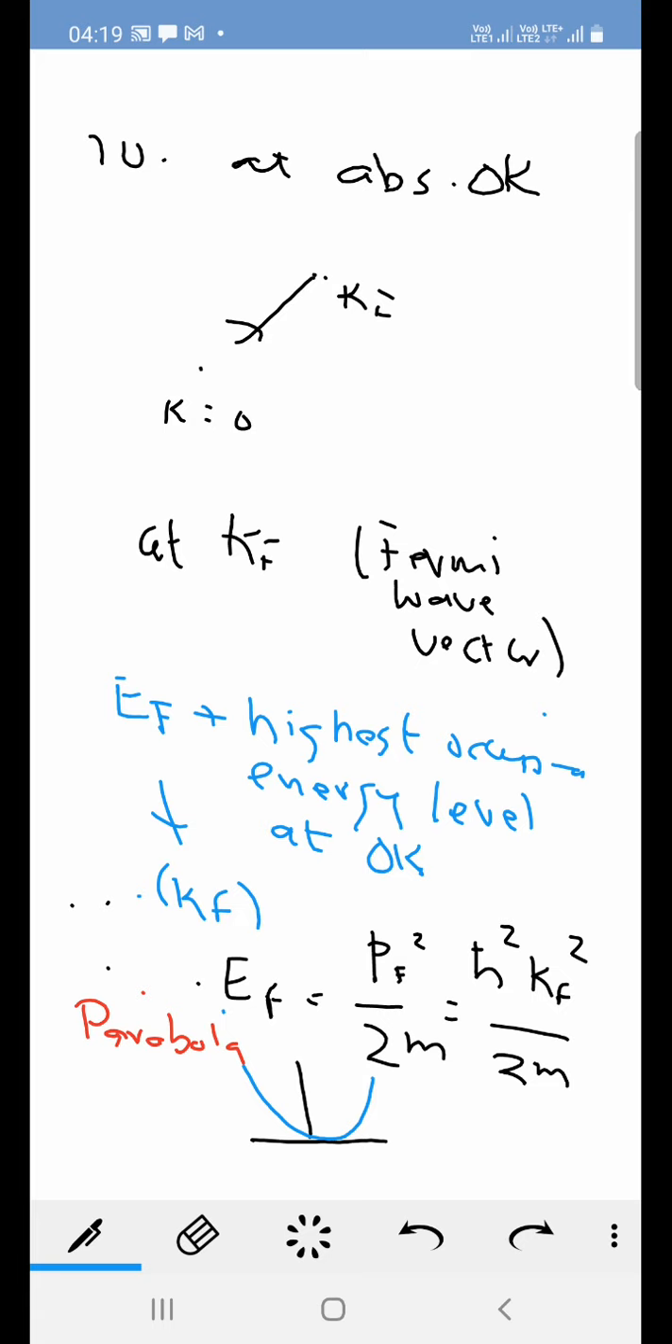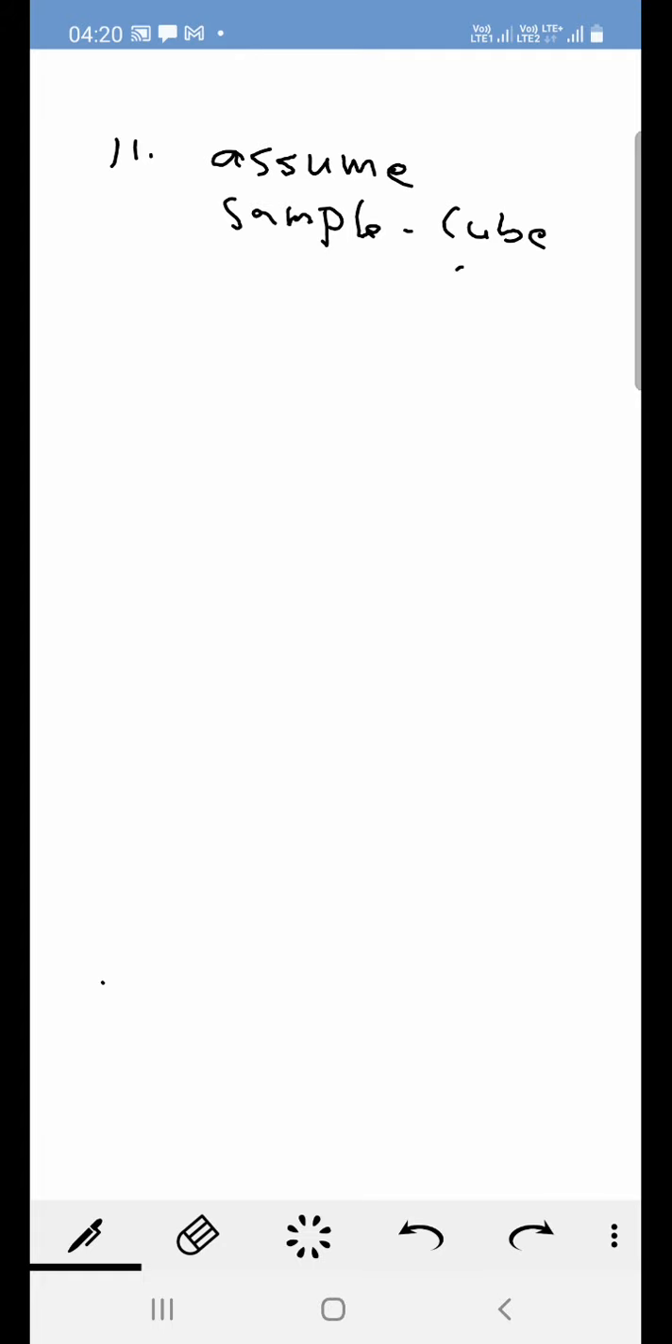Now, if we assume that the sample is in cubic shape, its volume is L cube. The distance between two adjacent electrons in the K space is 2 pi by L.